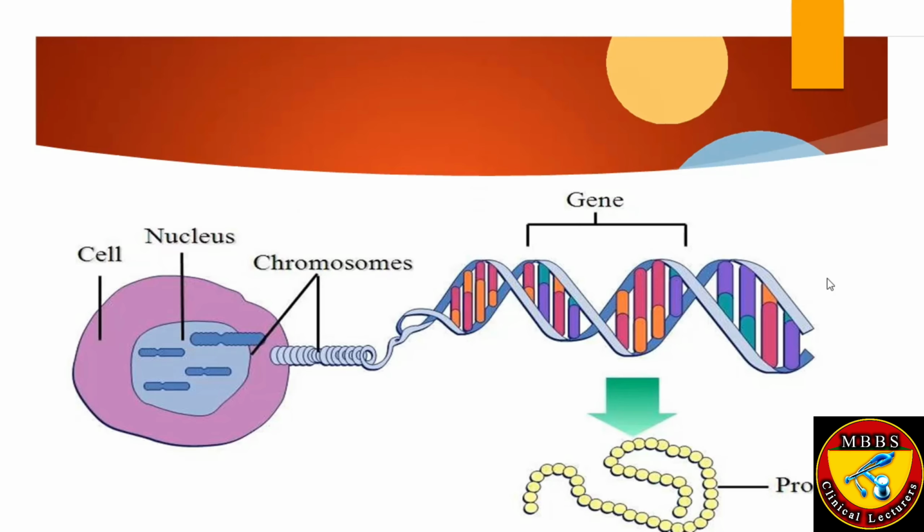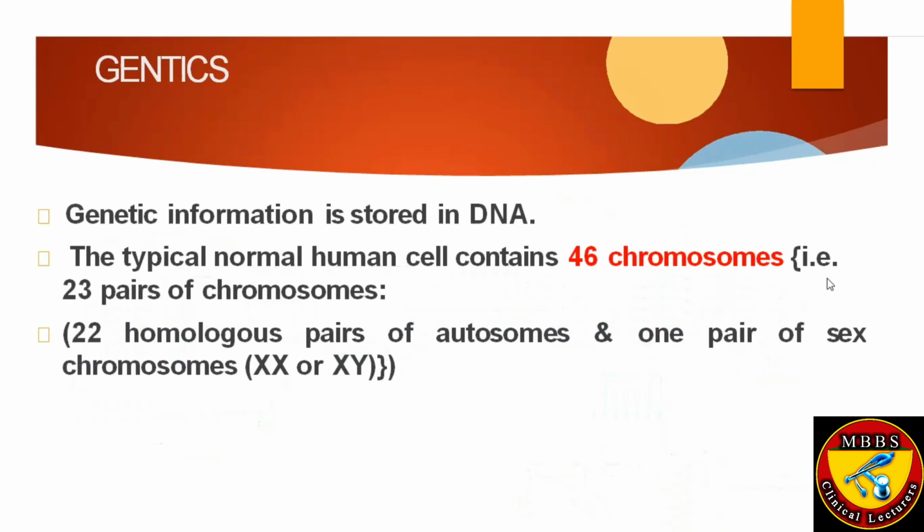See, this is a diagrammatic view of a cell, inside which there is a nucleus. Inside the nucleus there are chromosomes. The chromosome is DNA. Inside that chromosome is what we call a gene, and that gene has a certain protein basis. The whole genetic information about any person lies inside the DNA. The typical human cell contains 46 chromosomes, 23 pairs, with 22 homologous pairs of autosomes and one pair of sex chromosomes, either XX or XY.